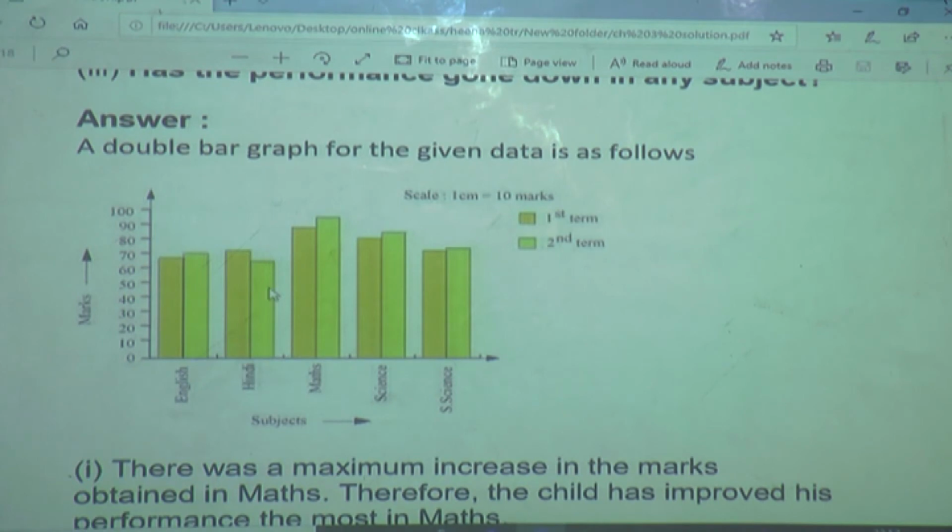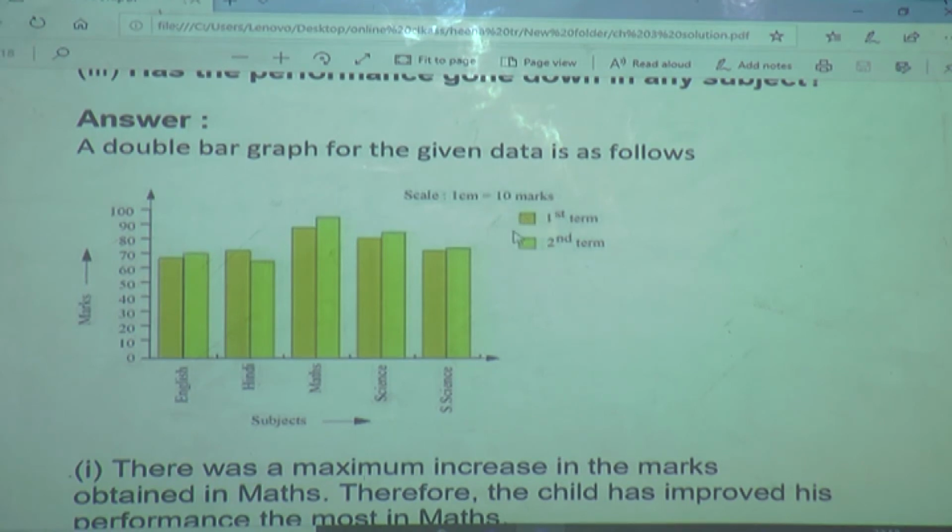So please see the data and just plot a graph which is given, that should be a double bar graph. I will revise again: first you have to draw an x-axis and a y-axis and write the subjects. Choose your own scale. Here we have taken a scale of 0 to 10 because the difference is very small. So we can say the scale is 1 centimeter equals 10 marks.